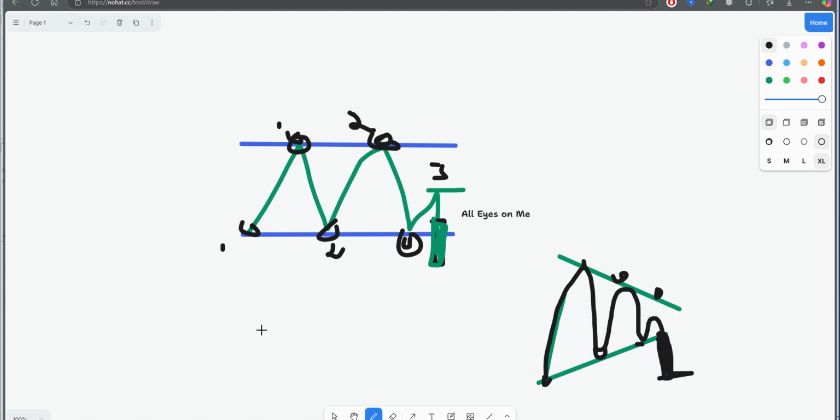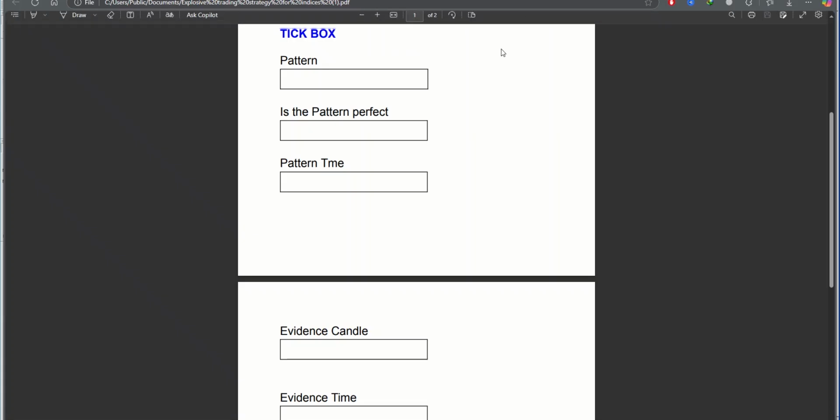If they give you what I call all eyes on me, in most cases you're going to realize it has 1, 2 up, and this is the last one they use. How are you going to know? Simply because they will send you up and then they will give you the evidence candle. It's so easy.